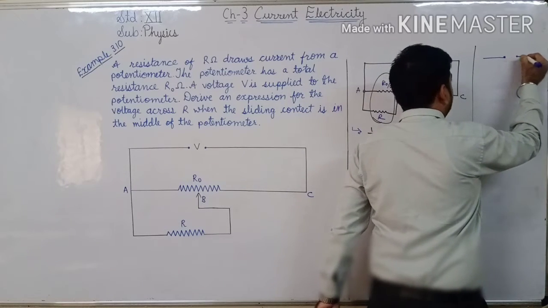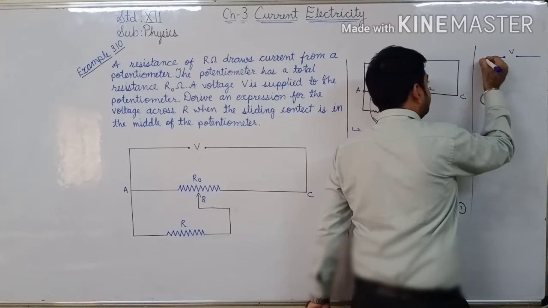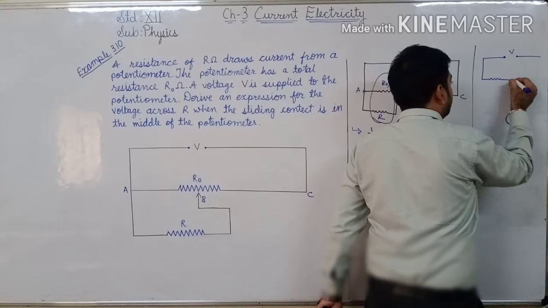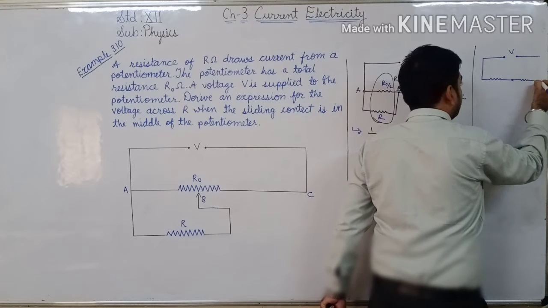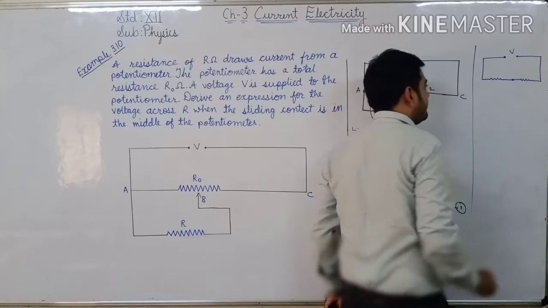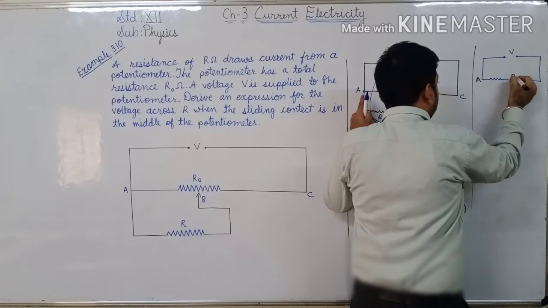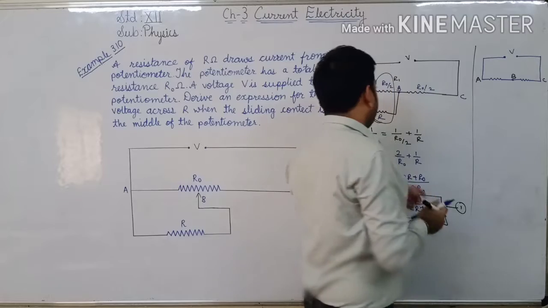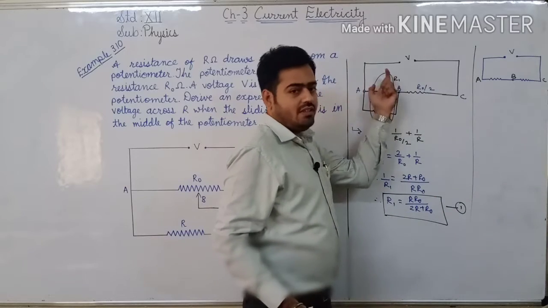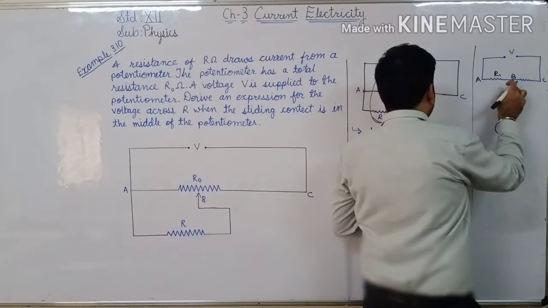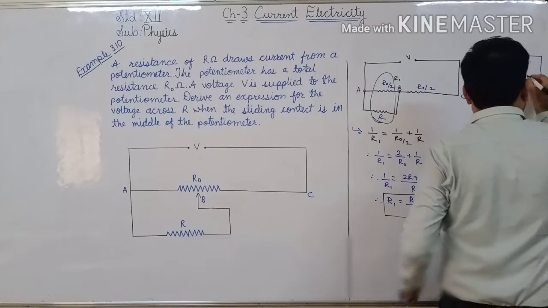ये हो गया हमारा V, ये हो गया A, ये हो गया B, ये हो गया C. नाउ व्हाट इज द इफेक्टिव रेजिस्टेंस बिटवीन A एंड B, दैट इज R1. एंड व्हाट इज द इफेक्टिव रेजिस्टेंस बिटवीन B एंड C, दैट इज R0 by 2.